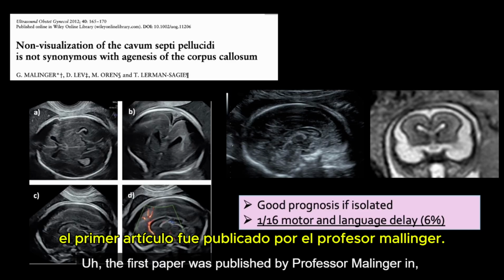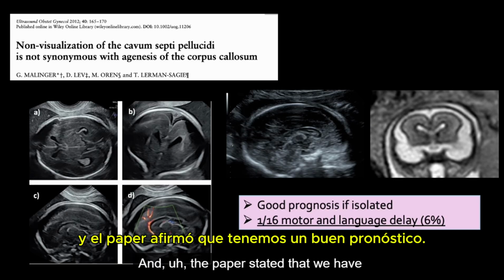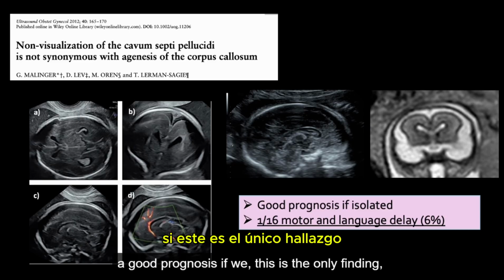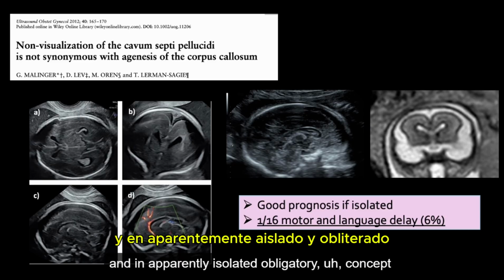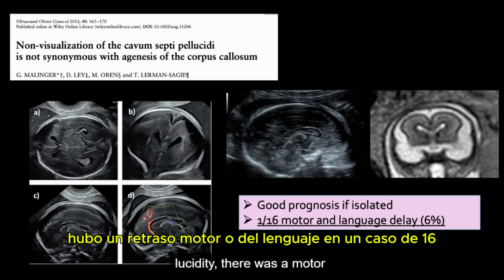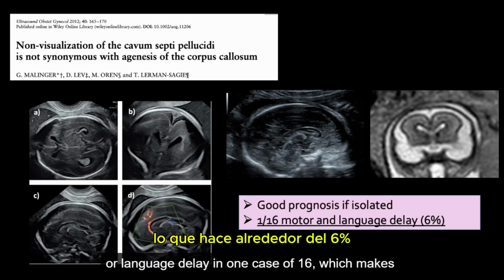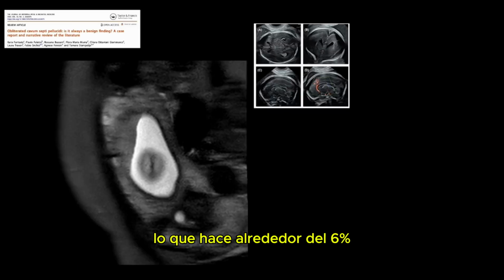The first paper was published by Professor Malinger in 2012, and there were 16 cases. The paper stated that we have a good prognosis if this is the only finding. In apparently isolated obliterated cavum septum pellucidum, there was a motor or language delay in one case of 16, which makes around 6%.